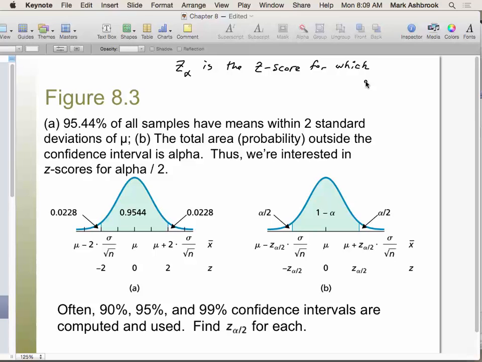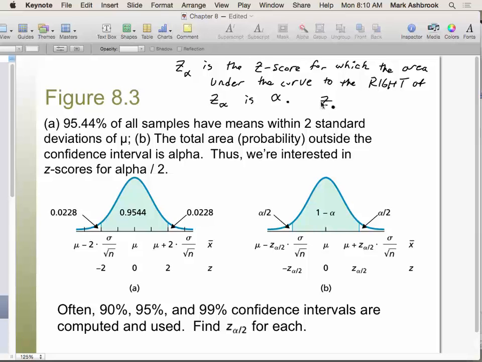Yeah, it was kind of the opposite. It's kind of counter to what the table gives, right? The table gives all areas to the left, and this alpha was area to the right. So the Z alpha is the Z-score for which the area under the curve, or percentage, to the right of Z is alpha.